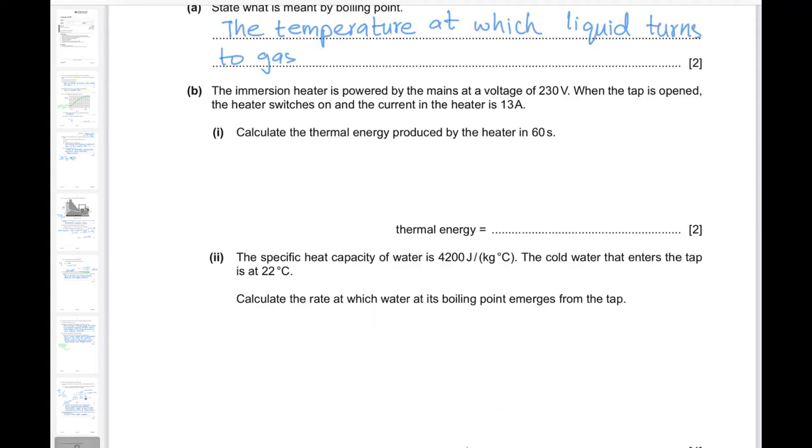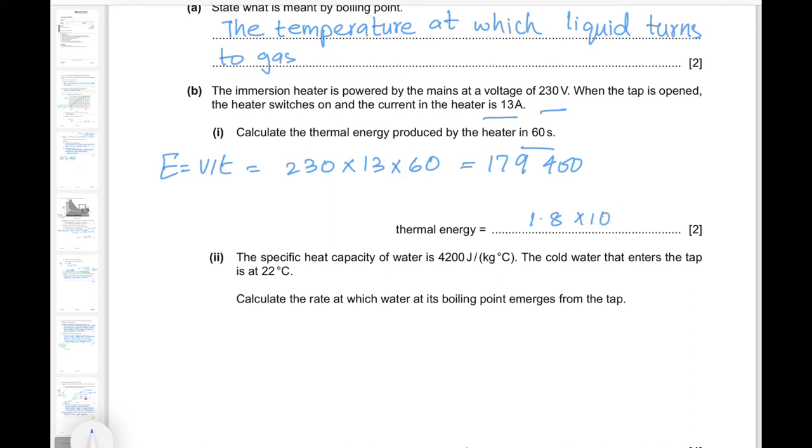B. The immersion heater is powered by the mains at a voltage of 230 volts. When the tap is opened, the heater switches on and the current in the heater is 13 amperes. 1. Calculate the thermal energy produced by the heater in 60 seconds. The formula for energy, which will use voltage, current and time, is VIT. So here you've got 230 multiplied by 13 and 60, which will be equal to 179,400 joules. We'll round it off to two significant figures, which would be 1.8 times 10 to the power of 5 joules.